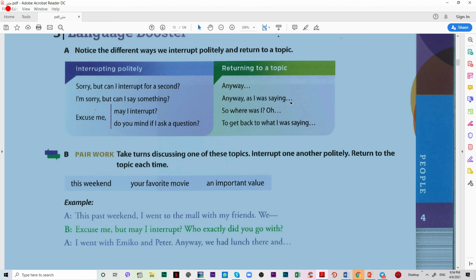So we also have a third way to return to the topic: So where was I? Oh, yes. The mall was great. To get back: what was I saying? Yes, the mall was great. Clear?